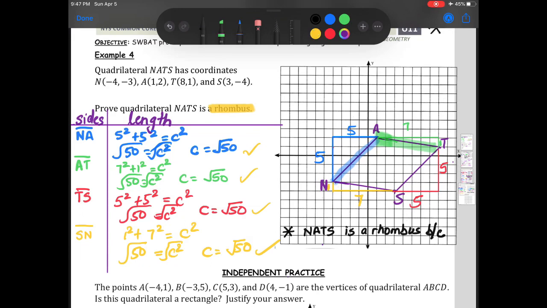NATS is a rhombus because, yes, very good, if you all thought about that, all four sides are congruent. And that's it.